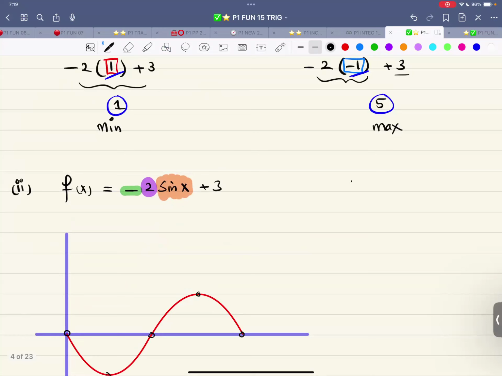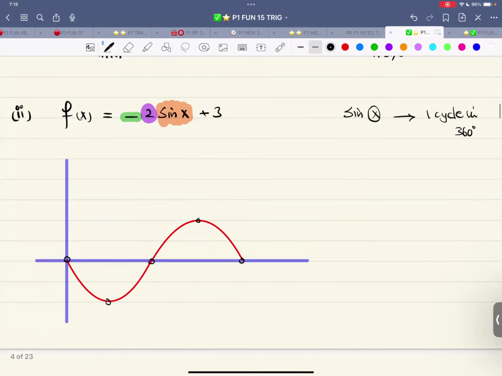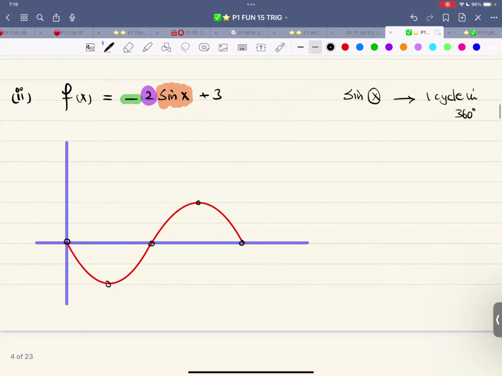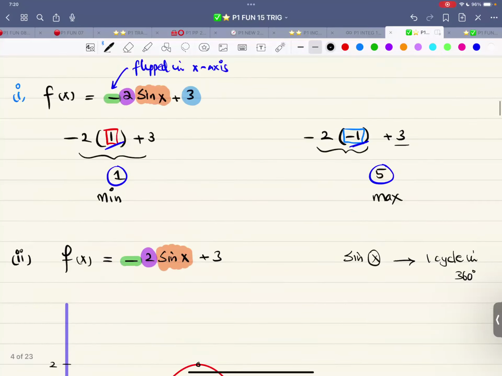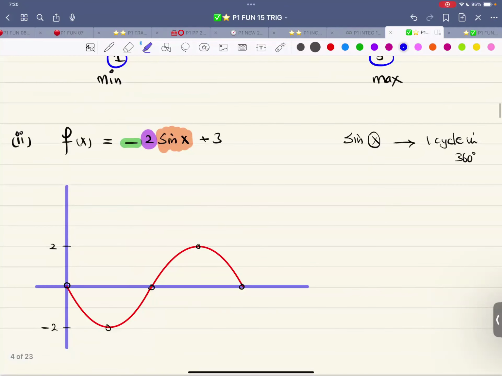Now focus on sine x. The coefficient of x is 1. So therefore, 1 cycle in 360 degrees. But because of the 2 and the negative, it's flipped and it's what you call stretched along the y-axis. So this is +2, -2. Now what needs to be done? You have to add a 3 over here. So let me add this 3 over here.